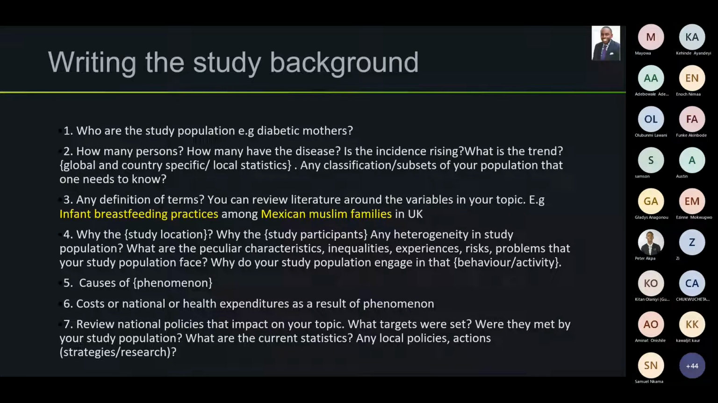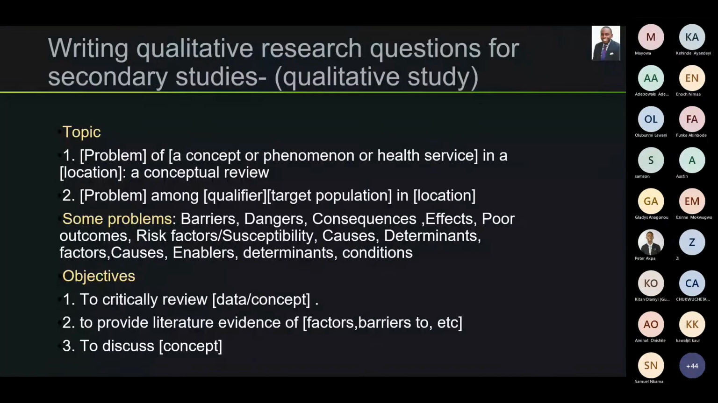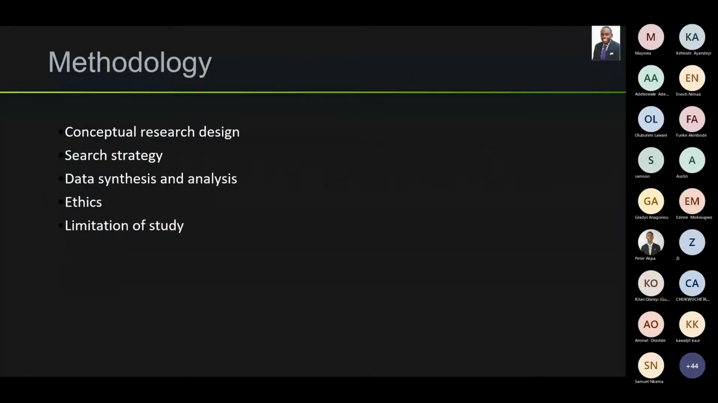So you should be able to point out why you want to do a review. Basically, your research is almost similar to a literature review. They are the same. So why do you want to review the data on Mexican Muslim families? Because they are few in number, or nobody has done it before, right? Okay, so let me leave that. I've talked so much about that.